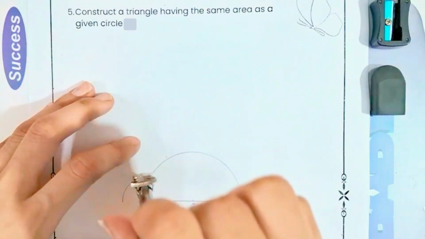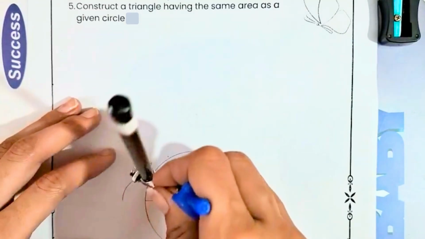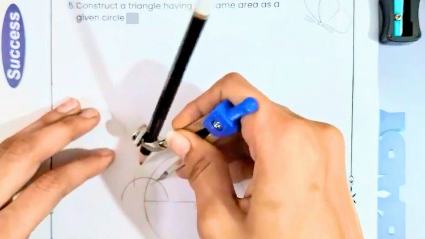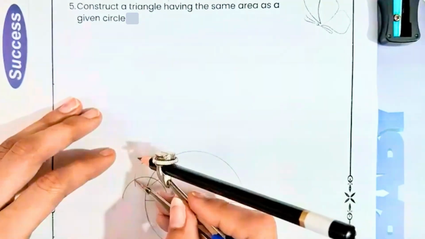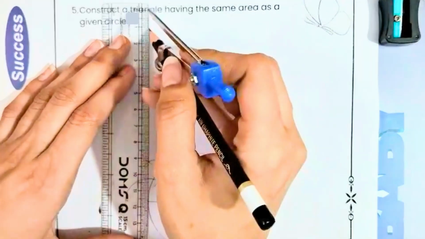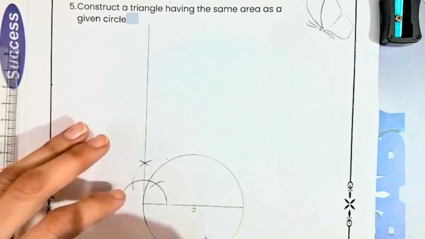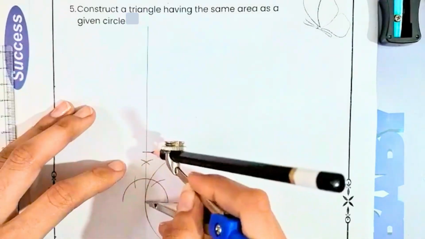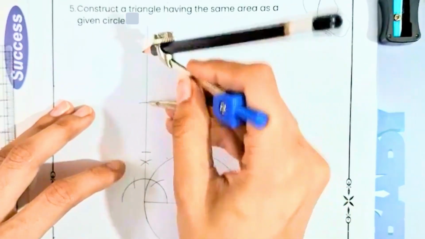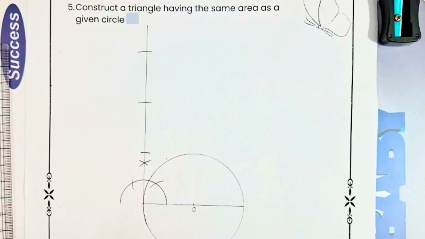Construct a 90-degree angle of the circle. 1, 2, and 3. Now construct a 90-degree angle on the right side of the circle.